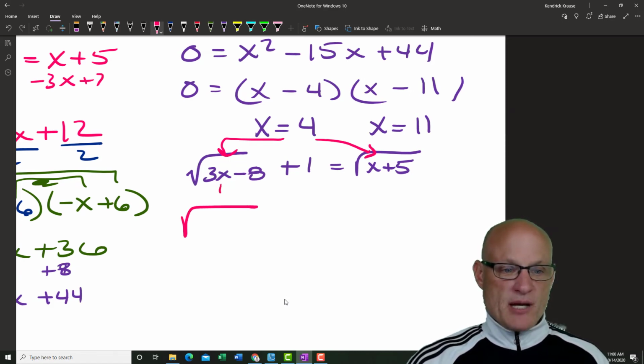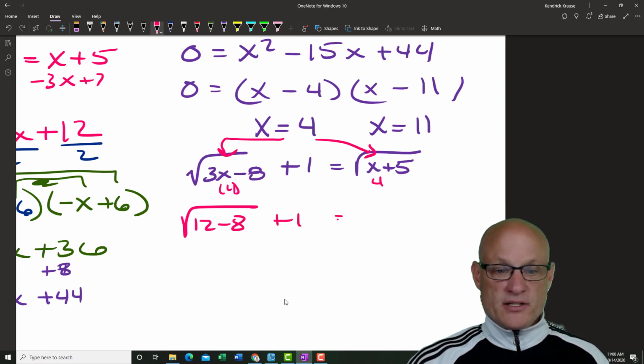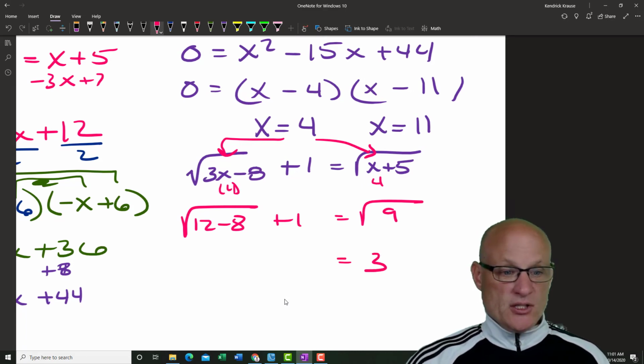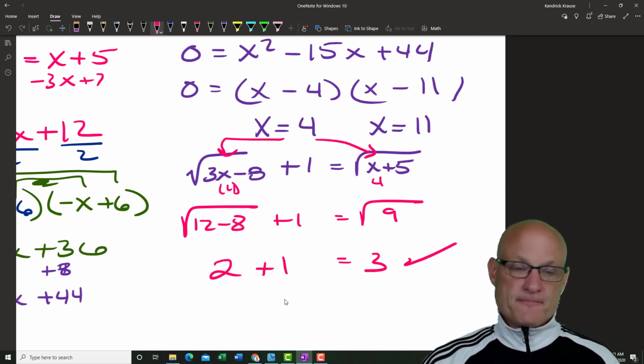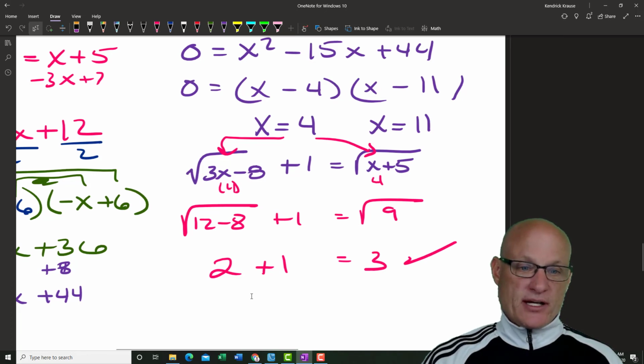So 3 times 4, I'm going to try to speed things up a little bit here. That's 12. So that's 12 minus 8 plus 1. Does that equal the square root of 9? So the right side is just 3. 12 minus 8 is 4. Square root of 4 is 2. So this is 2 plus 1. So check.